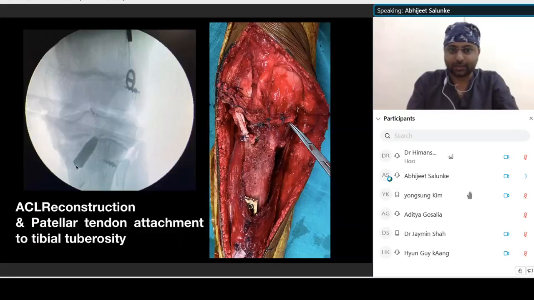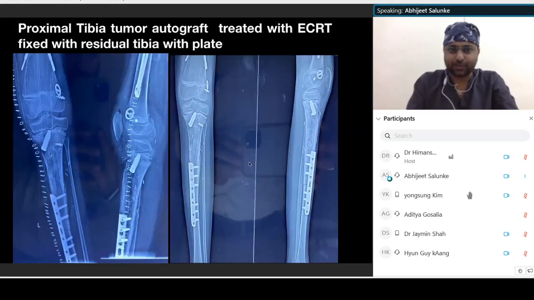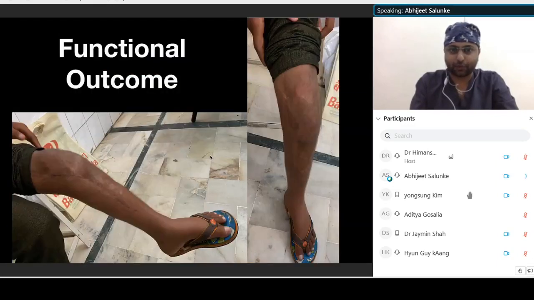These were the screws, and a disc was used for reconstruction of the ACL. And we can appreciate that the patellar tendon is reattached to the tibial tuberosity. This was his immediate post-operative radiograph. And this was a follow-up radiograph. And this was his functional outcome at follow-up.